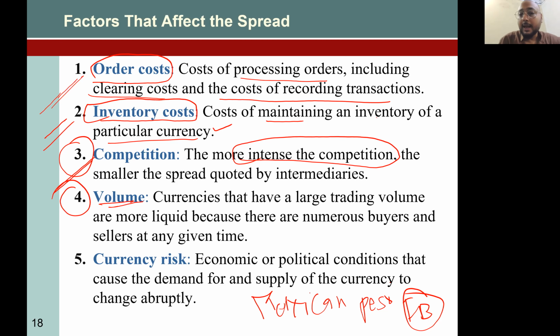So if a currency has a larger trade volume, it is more liquid, which means it has numerous buyers and numerous sellers. So what is liquidity? Ability to convert into cash. So what is liquidity?